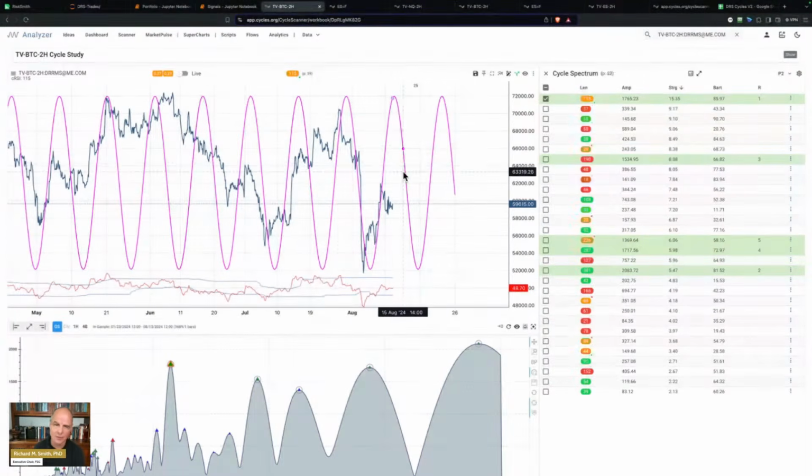So this is the 1 week cycle, right? We had down week here, and then we had up week here. And I think we're heading into down week. At least that's the way I'd be betting right now.